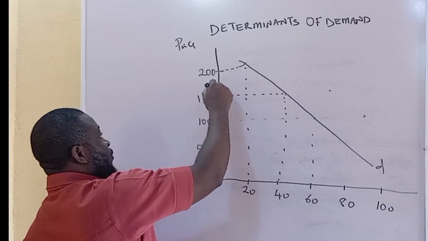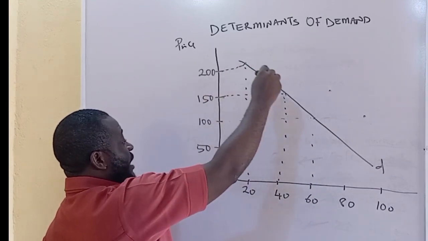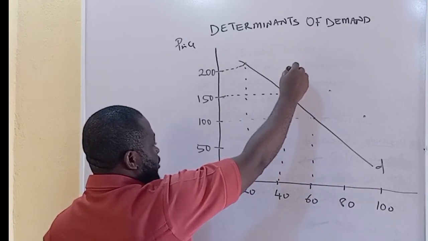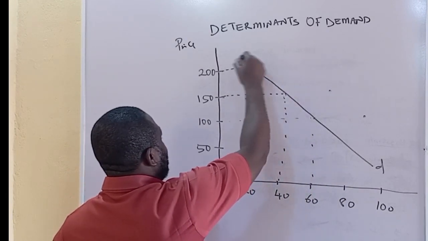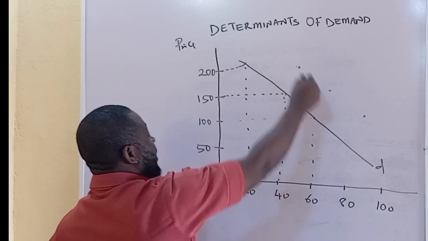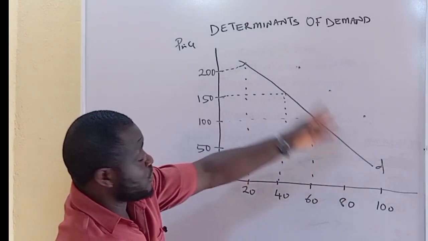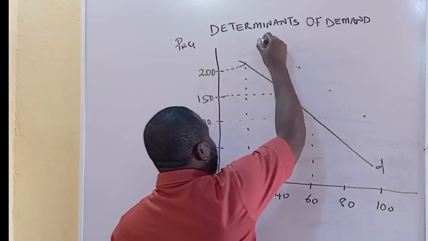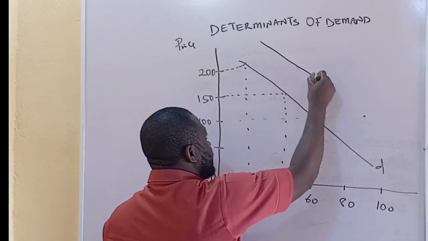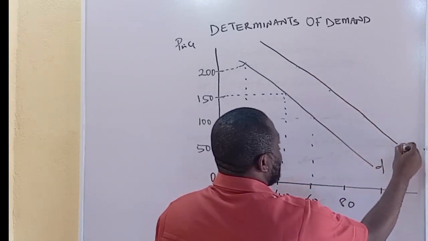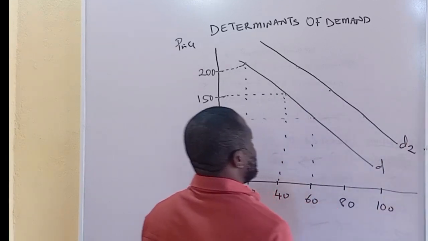When the price further increased from 150 to 200 naira per litre, Mr. A was willing and able to purchase only 50 litres of petrol, and 50 litres of petrol is going to be found somewhere here. Hence, if we take these 3 lines together like we did in the previous case, we are going to obtain an entirely new curve, which we can now refer to as D2.